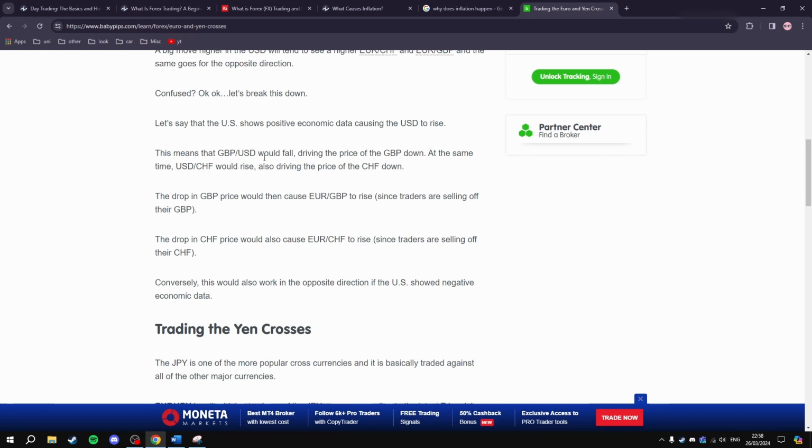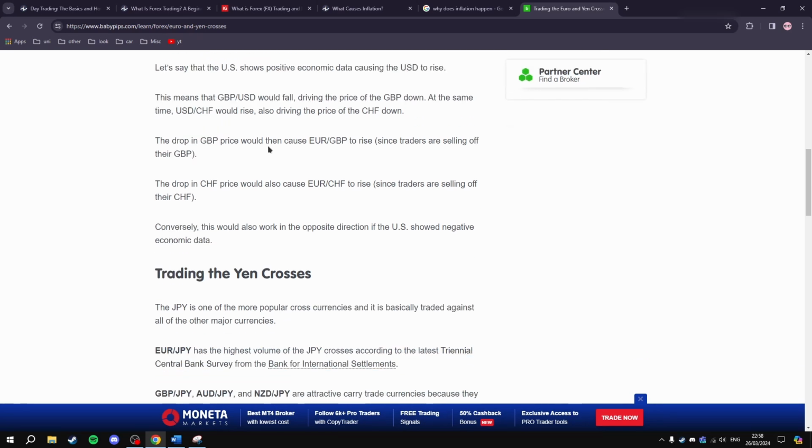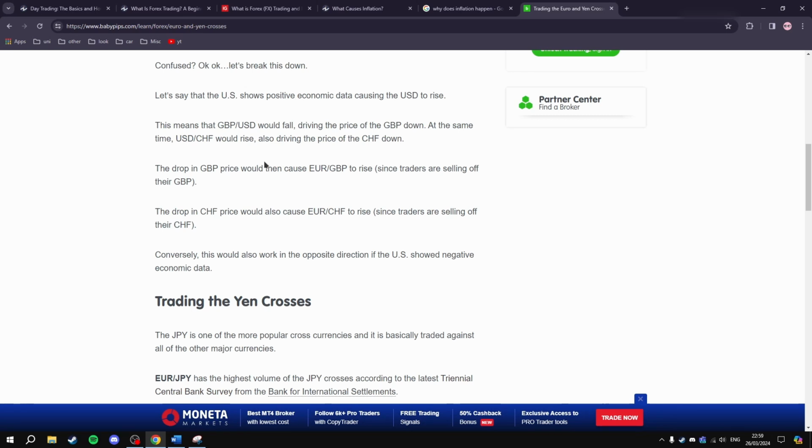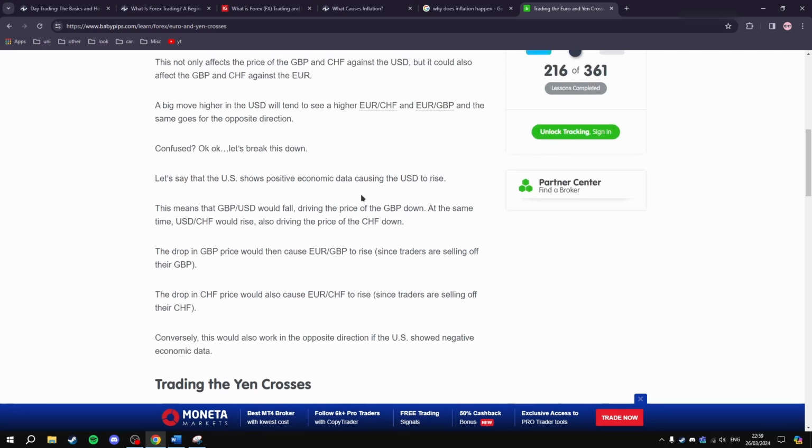The drop in GBP price would then cause EUR/GBP to rise. Yep, since the traders are selling off their GBP. The drop in CHF price would also cause EUR/CHF to rise, since traders are selling off their CHF. Yep. So both of them would cause the euro to rise here.